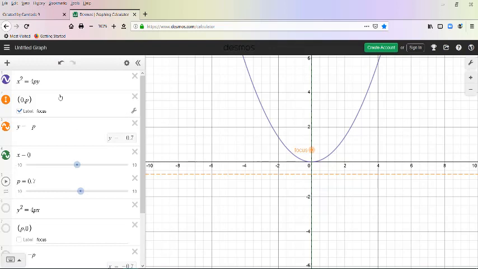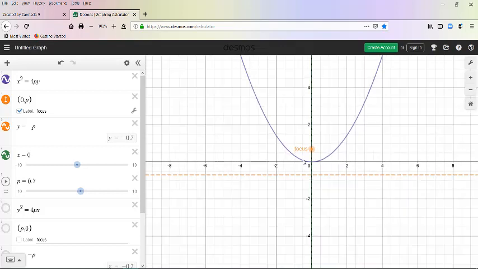Parabolas can open up, down, left, or right. The standard form of one opening up or down is x squared equals 4 times p times y. Now you'll notice I've got a couple of things labeled on these. One of these is the focus. We're familiar with parabolas. We've seen these in other courses, particularly ones that open up or down. But we will look at ones that open right or left as well.